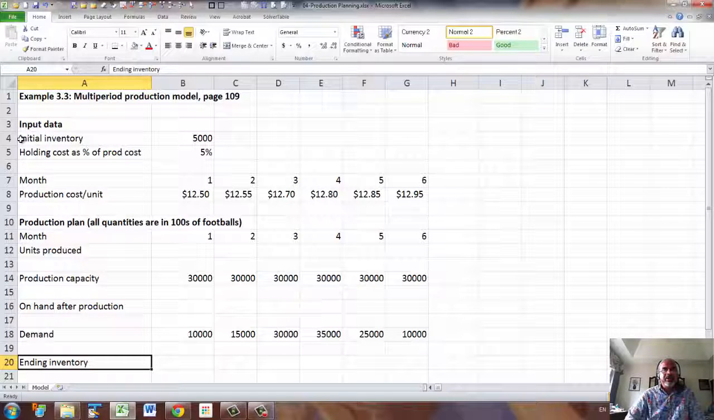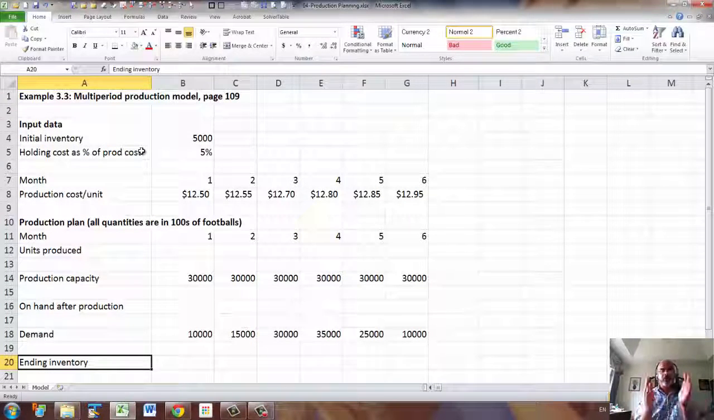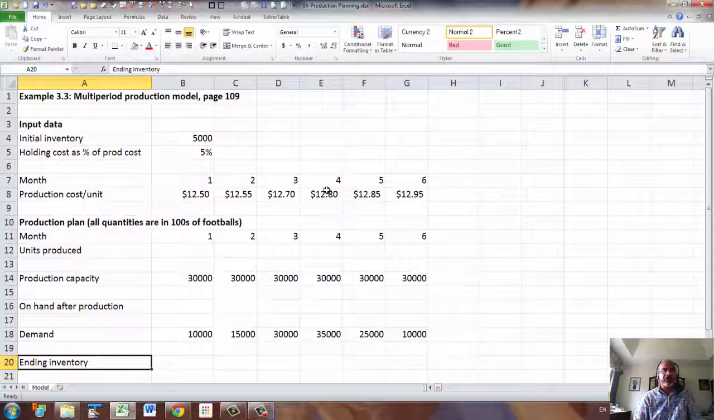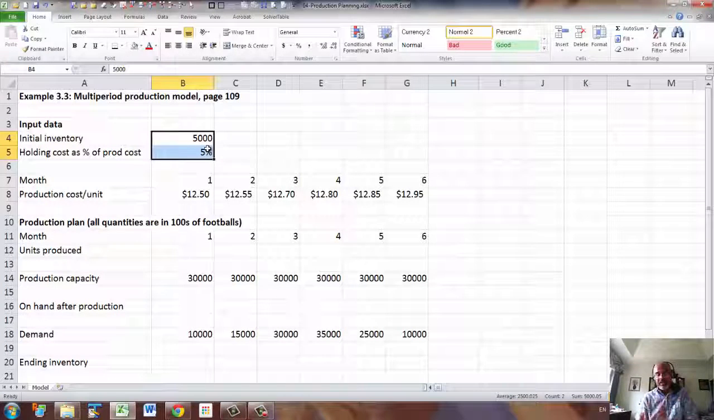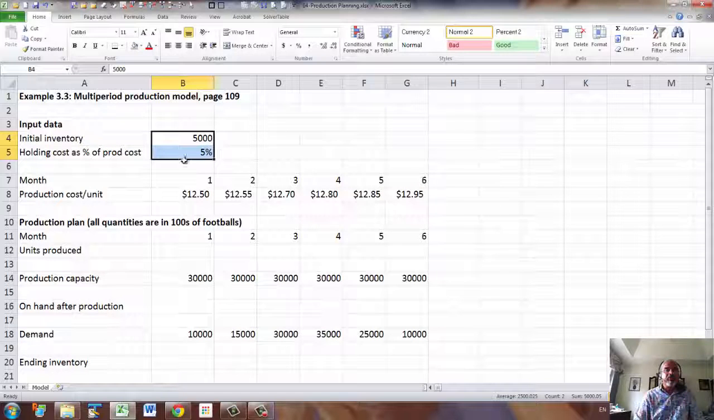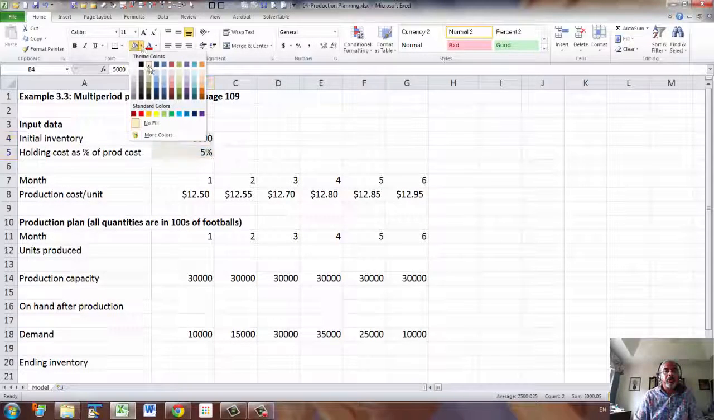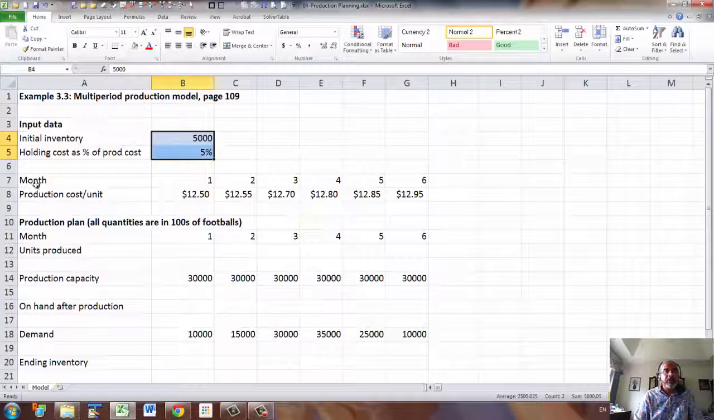So we have initial inventory. We are assuming that we are producing just one product, and we are now planning for 6 months of production. We have initially 5,000 units on hand, and the holding cost, if you have ending inventory at the end of each month, is going to be 5% of the production cost. So these are inputs, so let's color code that.